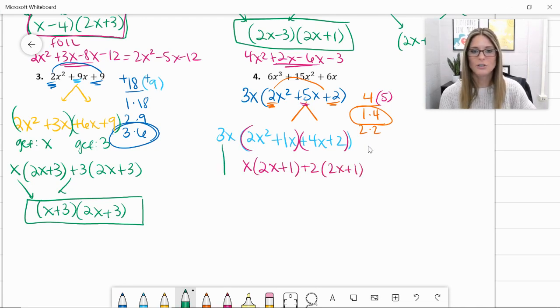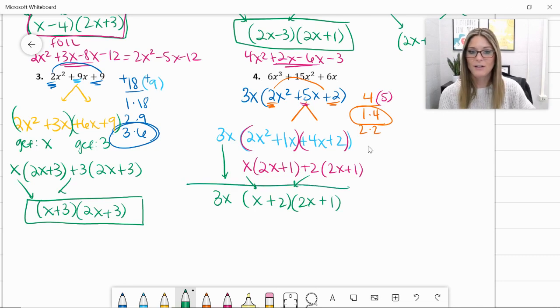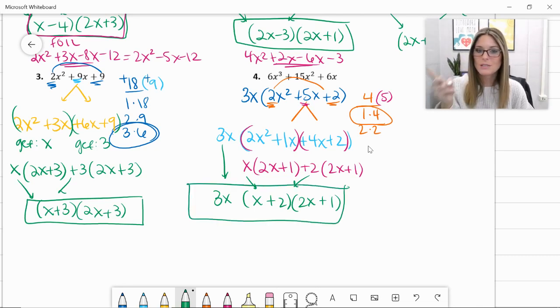Let's rewrite our answer. Do not forget we had 3x at the very beginning. Pulling our GCFs together, one of our binomials is x plus 2. The other binomial, 2x plus 1. And that looks like our final factored form. Again, do not lose the GCF of 3x. You would have to be able to multiply everything back together to get our original problem. So if you lose the 3x, now your final answer is not going to get as big and chunky as our original problem. So 3x times x plus 2 times 2x plus 1.